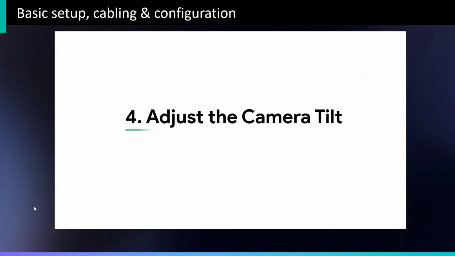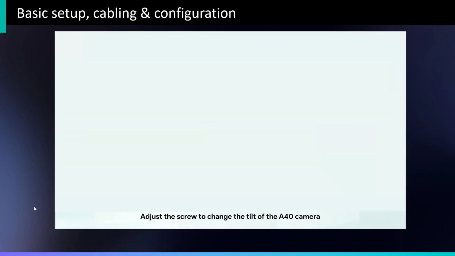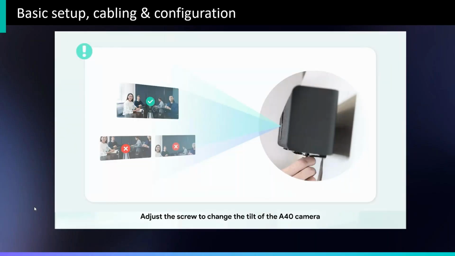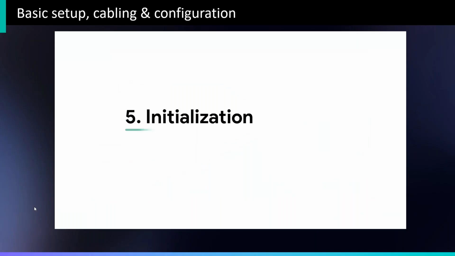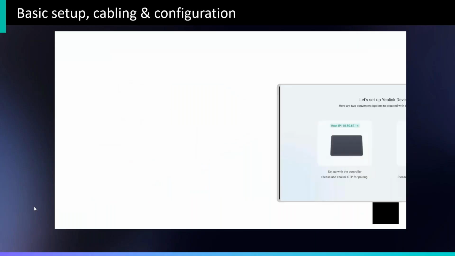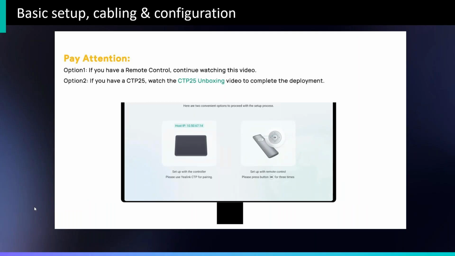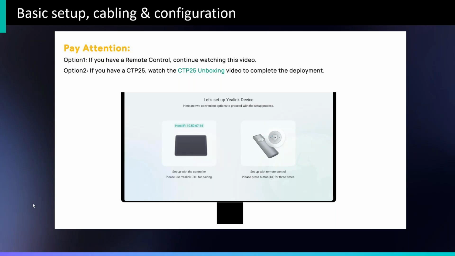Four, adjust the camera tilt. Adjust the screw to change the tilt of the A40 camera. Five, initialization. Option 1. If you have a remote control, continue watching this video. Option 2. If you have a CTP25, watch the CTP25 unboxing video to complete the deployment.